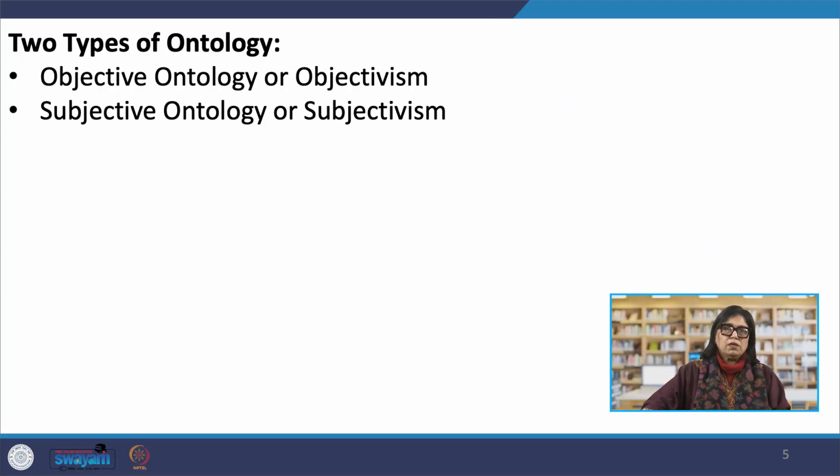There are two types of ontology, objective or objectivism, and subjective or subjectivism. Let us know what is objective ontology or objectivism. Objectivism is the belief, that is the set of assumptions and rationale. Belief in an external reality whose existence is independent of knowledge of it. The world exists as an independent object waiting to be discovered. Since the reality is objective, it is equally accessible to any observer and can be verified independently using our five senses and logical reasoning.